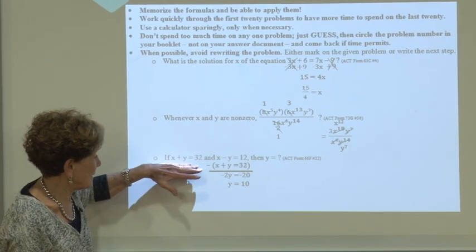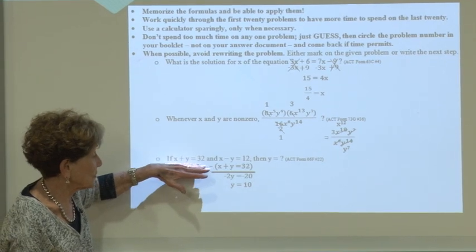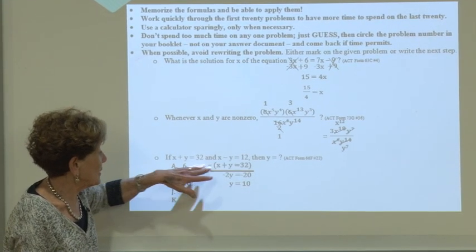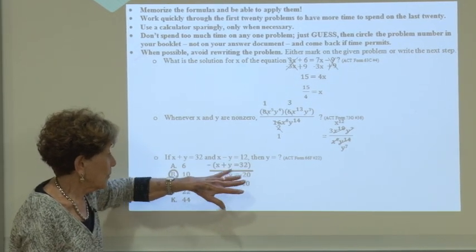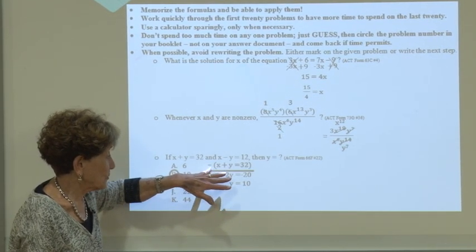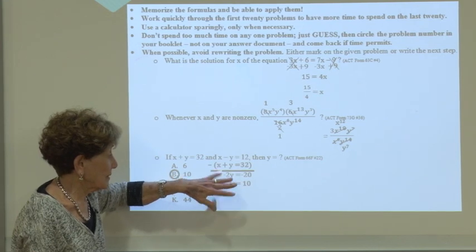The 2 equations they gave you were x plus y equals 32, x minus y equals 12. So put this one under this one, multiply through if you want because you're subtracting. X minus x is gone.